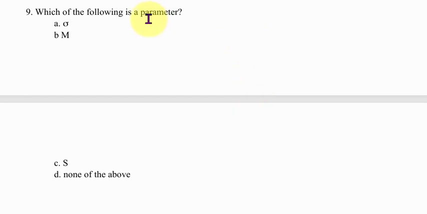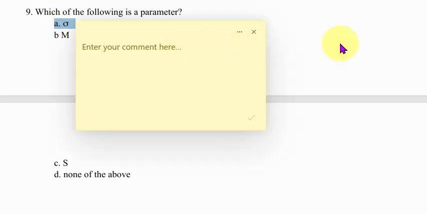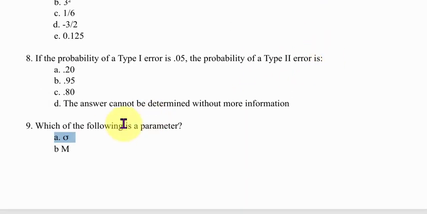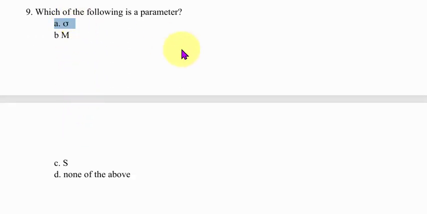And number 9, which of the following is a parameter? Remember, parameters are from populations, and they are measured with Greek letters. And that is a Greek letter, and that is the only one. That is the only one that's a parameter. So 9 is A, and that's a little sigma.